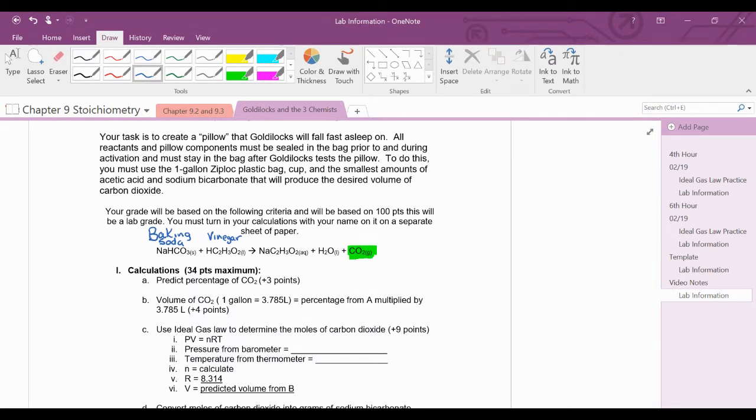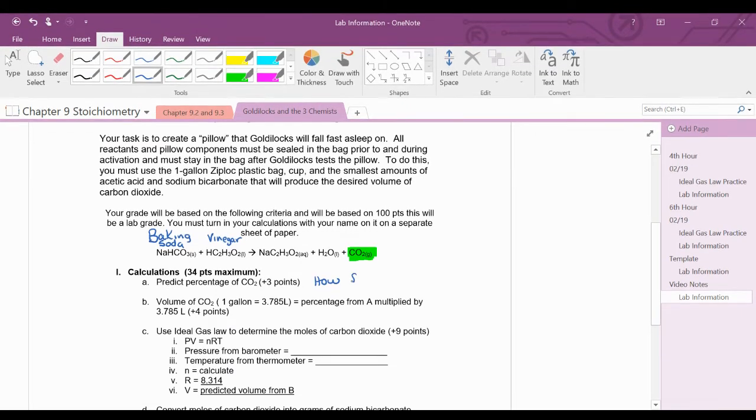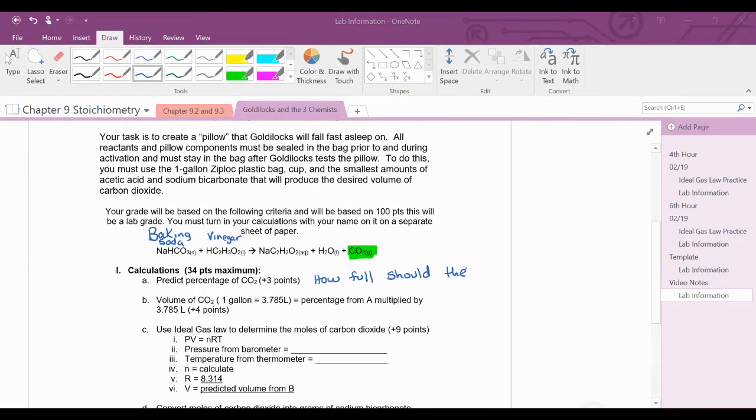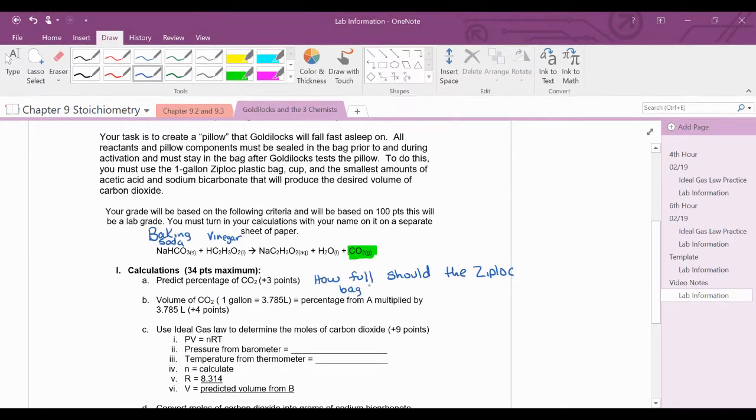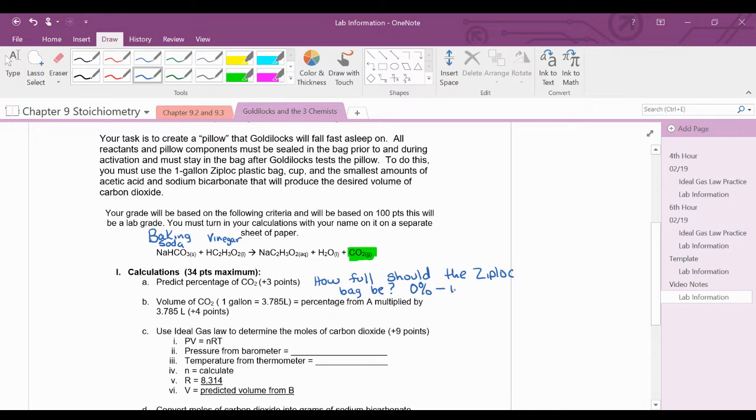You need to figure out how many grams of sodium bicarbonate, baking soda, and how many milliliters of vinegar you need to combine to produce the optimal amount of carbon dioxide for your pillow. So the first thing you need to do is predict your percentage of carbon dioxide. How full should the Ziploc bag be? It's going to be somewhere between 0% full and 100% full.